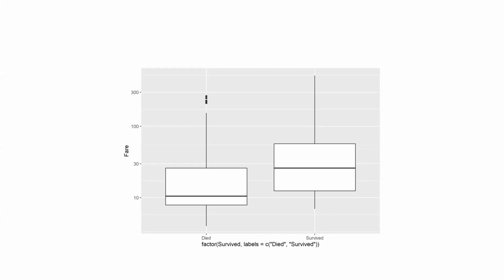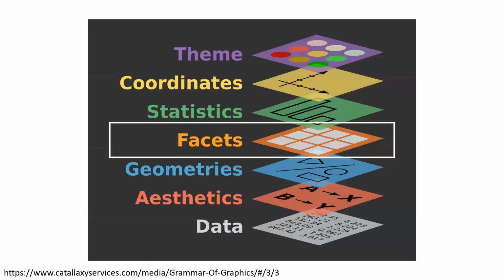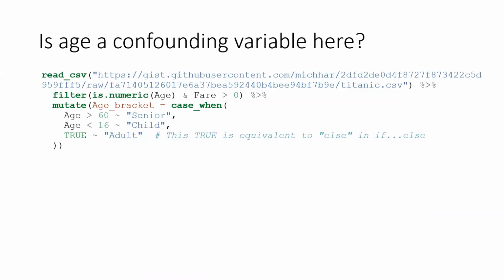So we might want to ask another question though, and we're going to use facets to do it. We want to ask the question, is age a confounding variable here? So what we're going to do is take all of our passengers and assign them to one of three brackets. They're either children, adults, or seniors. And we can actually do that with a mutate statement in dplyr.